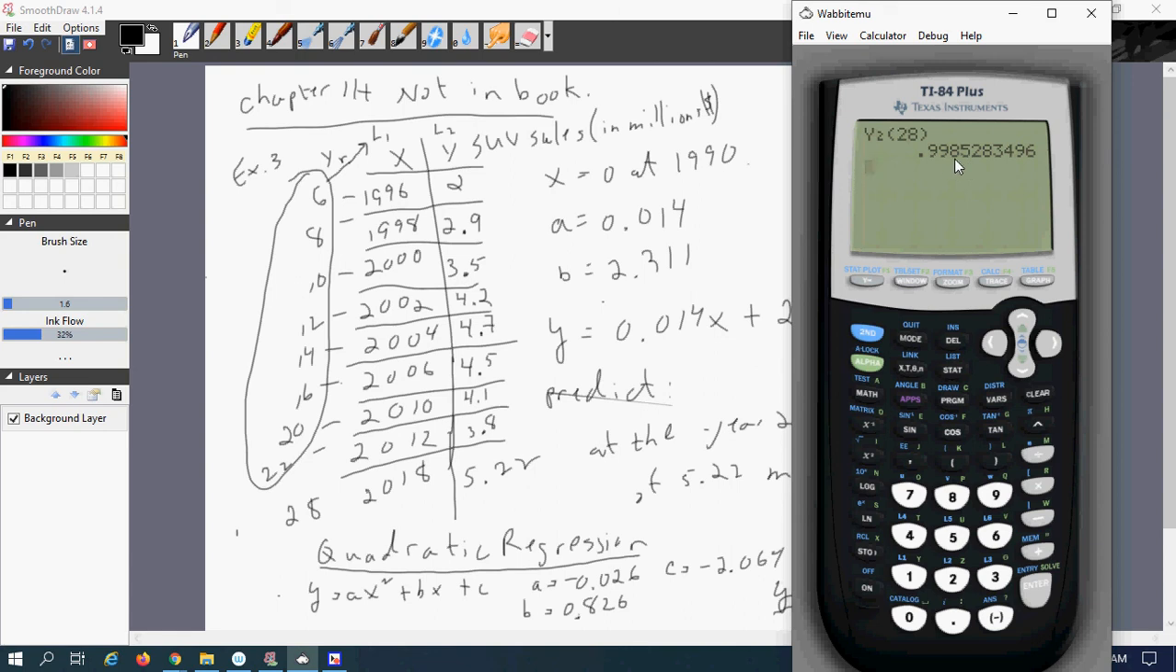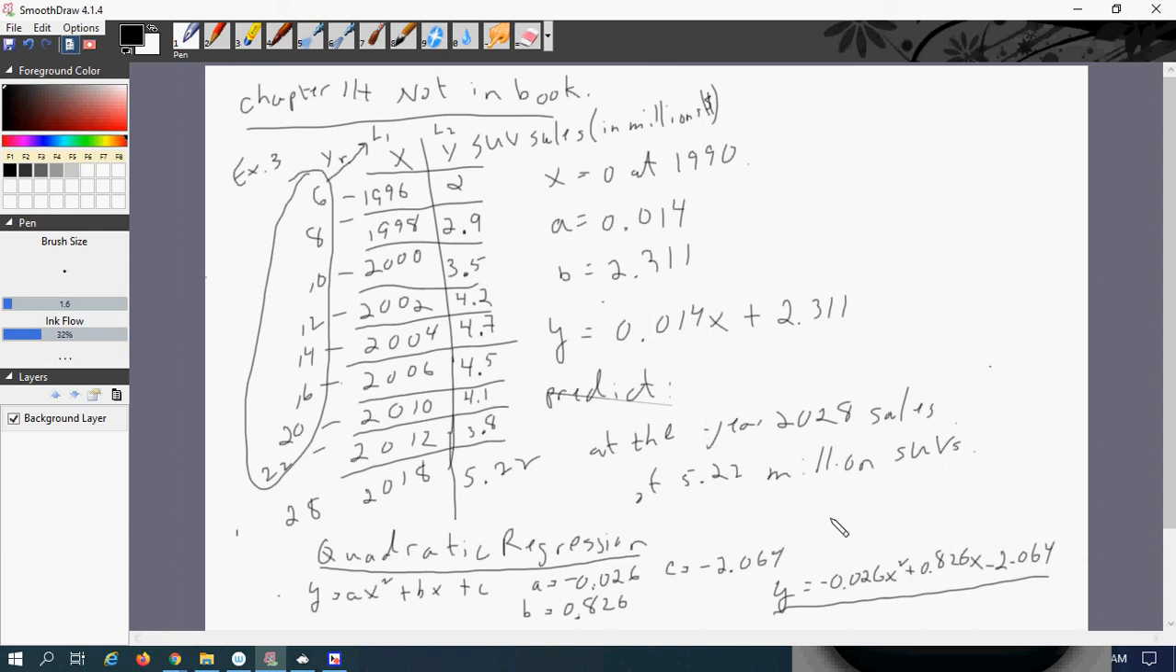So in my prediction now, at the year 2028, sales would be $0.999 million SUVs. So it's dropping. Probably because SUVs back then had high gas mileage, and so they're starting to look at other cars that are more cost effective and save on gas and that kind of thing. So that's why they're dropping, I guess. But that's the prediction of our data.